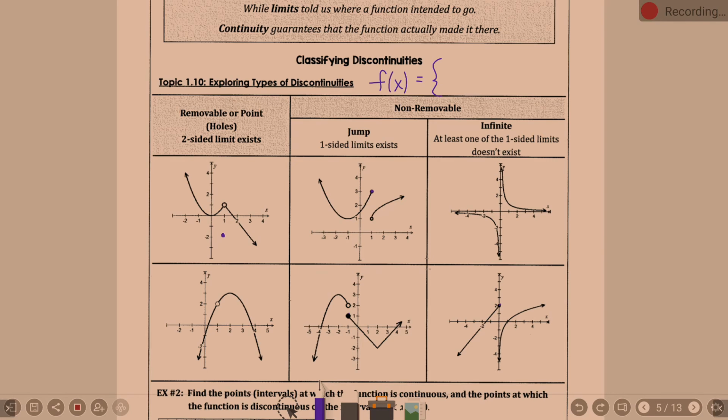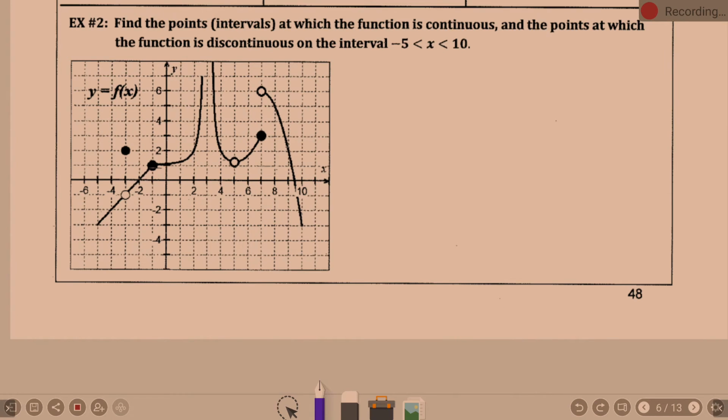Okay. Let's look at the bottom example here. Find the points or intervals at which the function is continuous and the points at which the function is discontinuous on the interval from -5 to 10. So we're going to talk continuous.